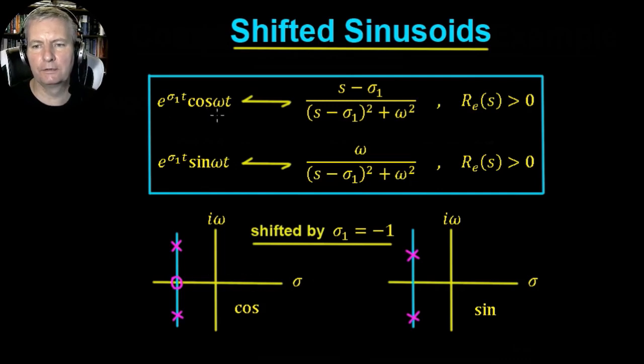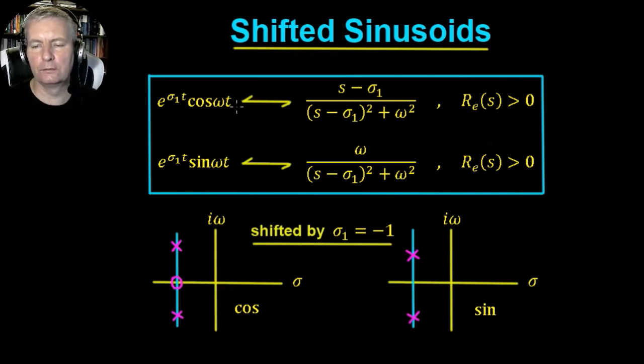So when we multiply these two together, it has the effect of taking the cos omega t, which would normally sit here on this i omega axis, and shifting it along the sigma axis, so we'll shift it to this new position here. The similar thing will happen with the sine. The sine would normally sit along the i omega axis, and now it can be shifted to a new point given by the value of sigma 1.